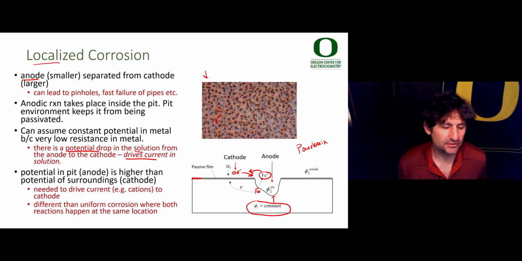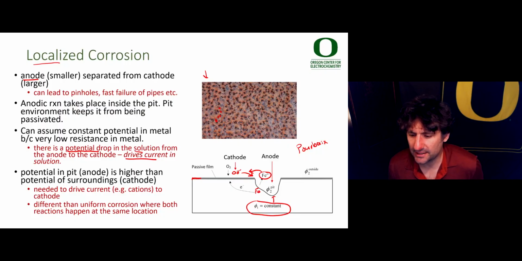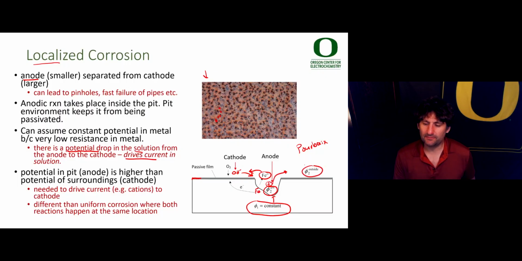Now, it's also interesting to note that the potential in the pit is higher than the potential of the surroundings. Of course, this makes sense. If this potential is higher than the outside potential, that's going to push positive charge out. So that's actually the migration needed to drive current through our electrochemical cell. So you could think about that as the solution resistance. And the potential across that solution resistor is driving positive current out of the pit because the pit is where the anodic corrosion is happening. And we'll just note that this is different from uniform corrosion, where both reactions happen uniformly on the same location.